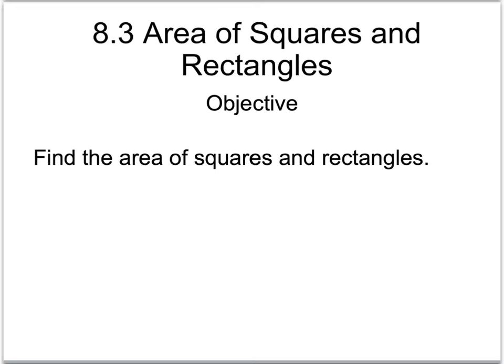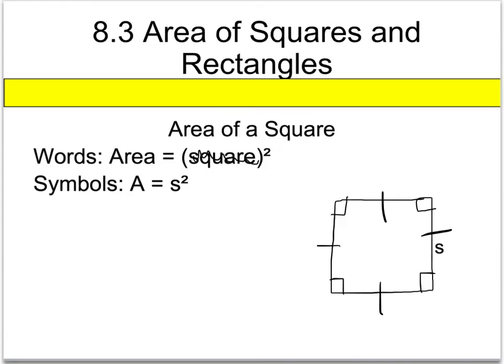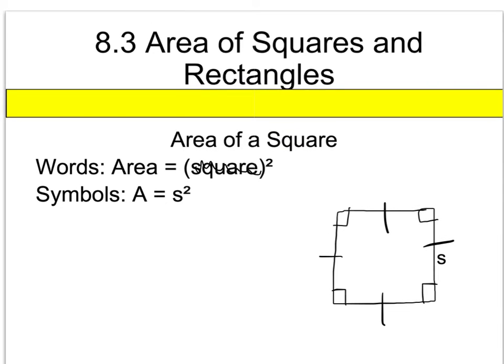It's going to be about area of squares and rectangles, something I think you've talked about. So in 8.3, we are going to be talking about finding the area of squares and rectangles and finding the area of those combined shapes put together. If you look here, this is supposed to be side, not square.